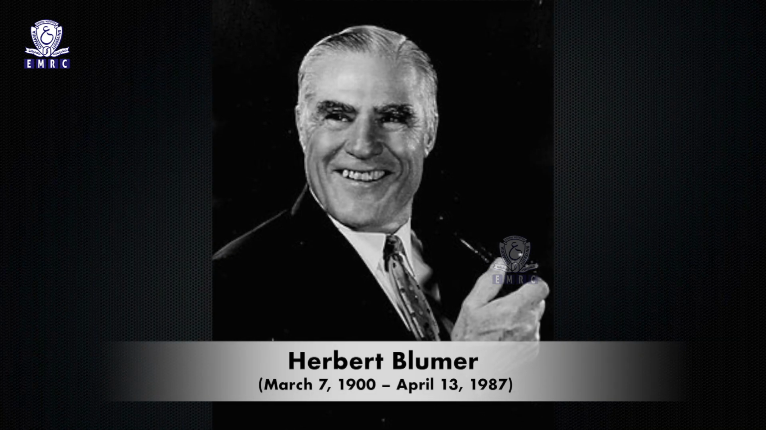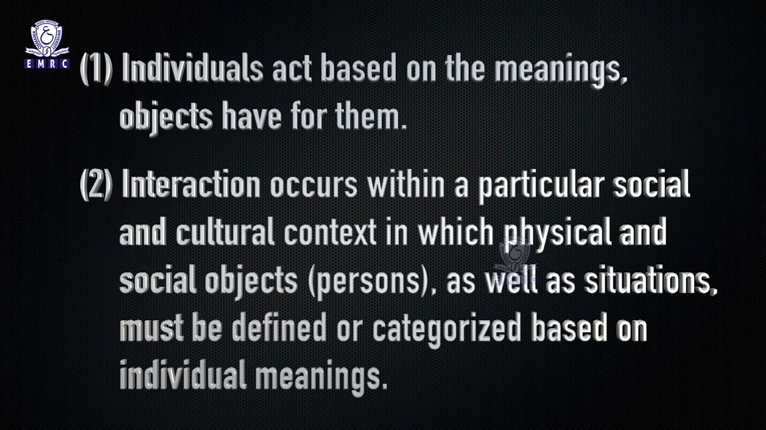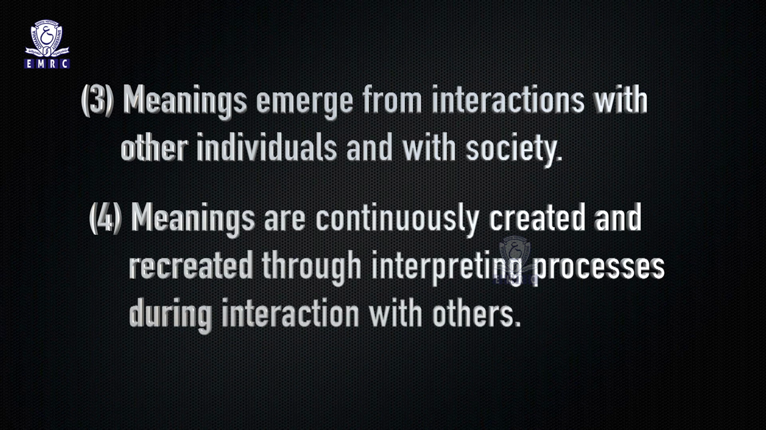Symbolic interactionism was coined by Herbert Blumer in 1969, one of Mead's students. The basic tenets of symbolic interactionism state that, first, individuals act based on meanings objects have for them. Second, interaction occurs within a particular social and cultural context in which physical and social objects, or persons, as well as situations, must be defined or categorized based on individual meanings. Third, meanings emerge from interactions with other individuals and with society. Four, meanings are continuously created and recreated through interpreting processes during interaction with others.